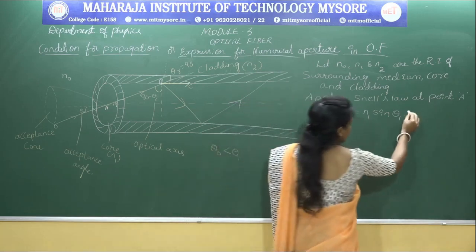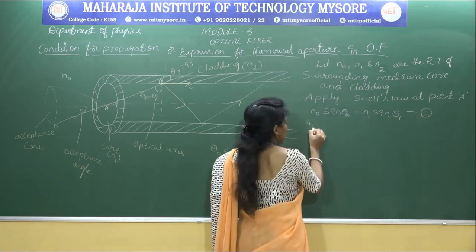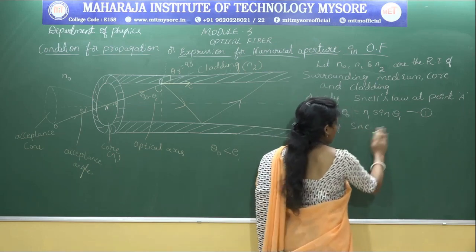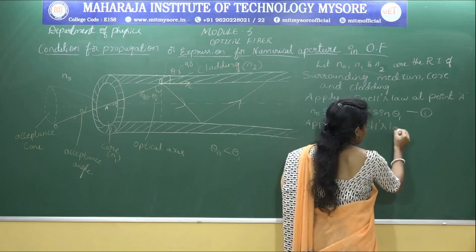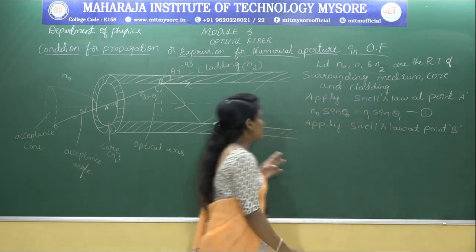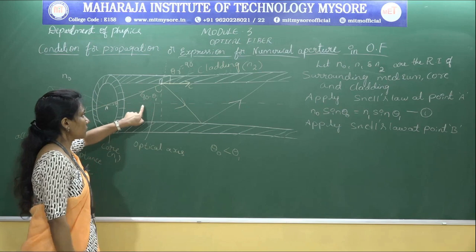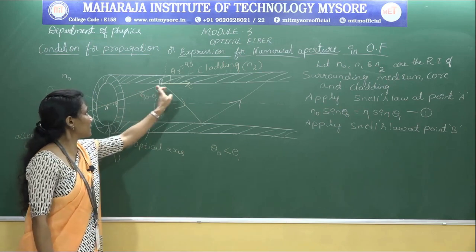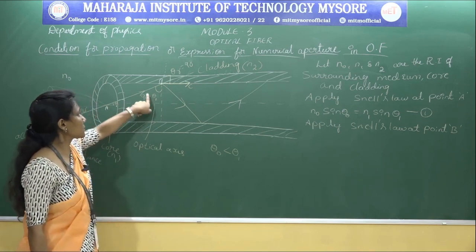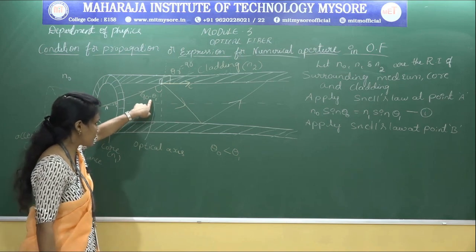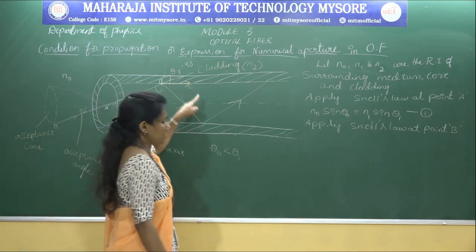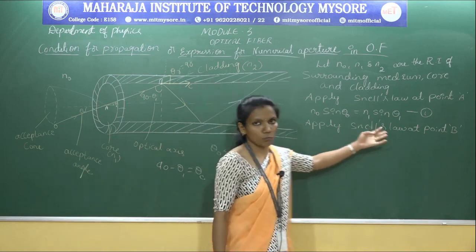Then similarly we apply Snell's law at point B. Now the ray of light is incident in the medium of refractive index n1 with the angle 90 minus theta 1, and it passes into the other medium at the interface.